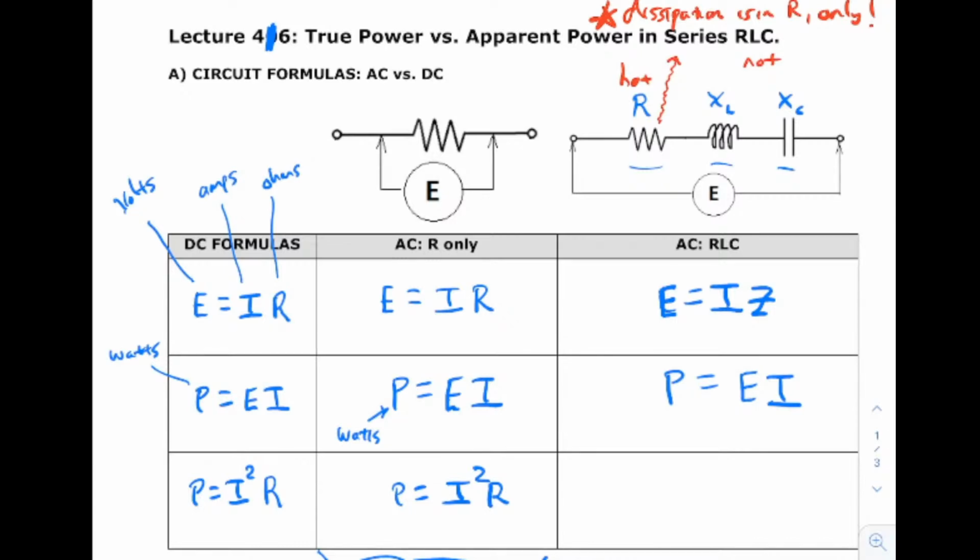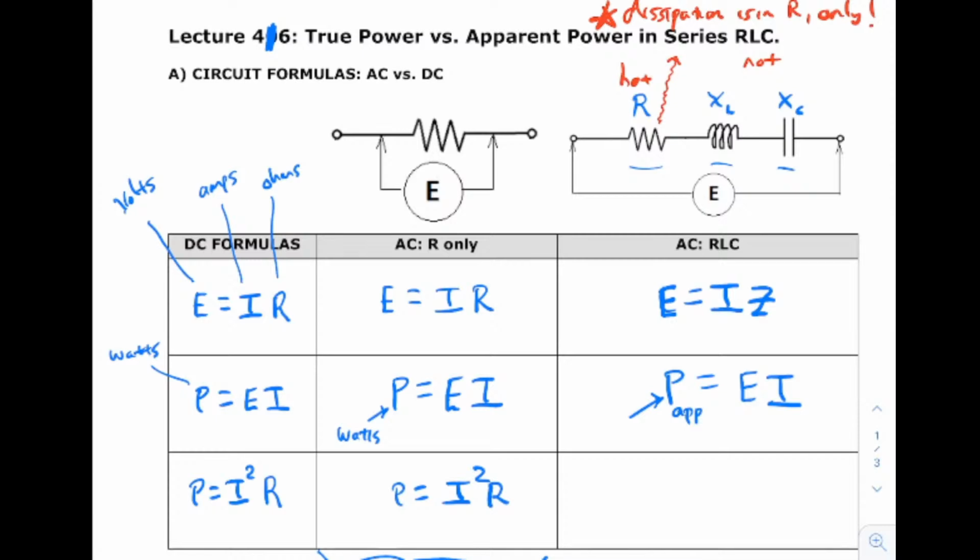So what we call this is apparent power, because it's not truly dissipated, not all of it. Some of it is being dissipated in the resistor, but not all of it. The pushback from the coil and the capacitor is not dissipating any energy. It's not heating up. It's not getting hot. You're not wasting anything there.